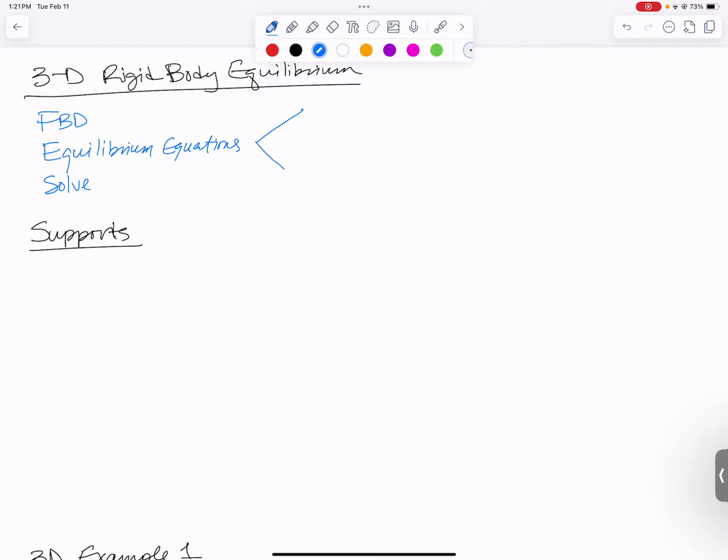There will be a lot more of them, and they will probably take us a little more work to get written down. We will be summing forces in not just 2, but now 3 directions. We'll sum forces in the x, y, and the z direction. Those will all need to equal 0.